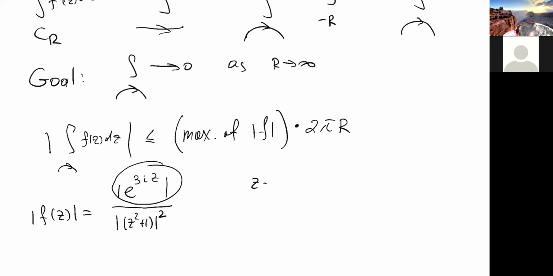So why is it smaller than 1? Because if z is equal to x plus iy, sorry, I put my iPad on the table, so for a while you'll see my terrible hair.